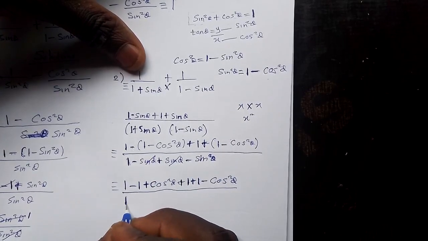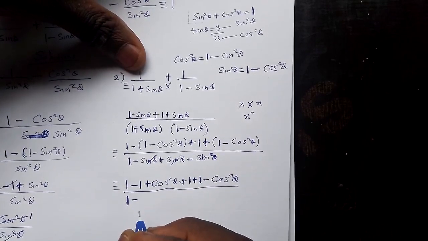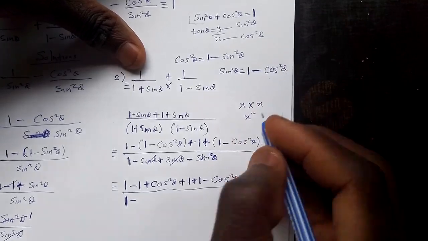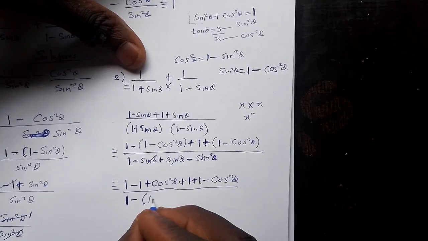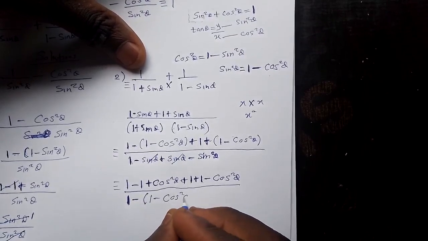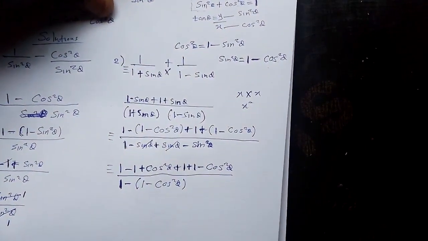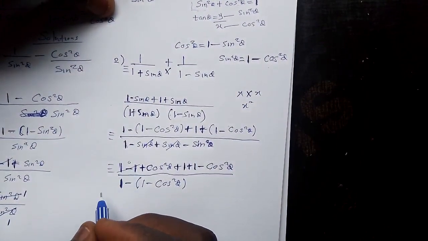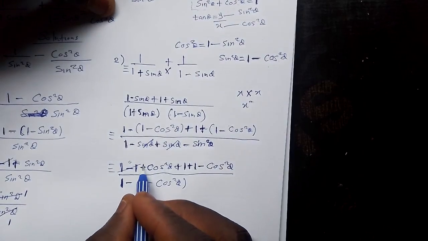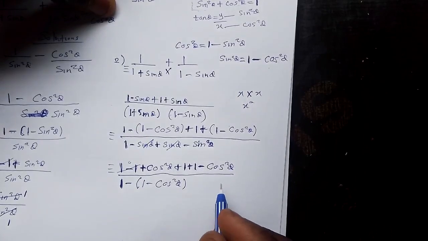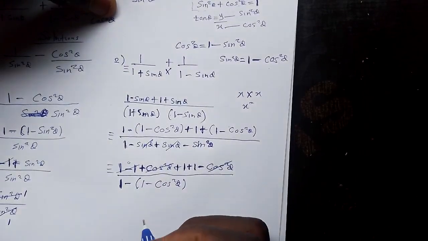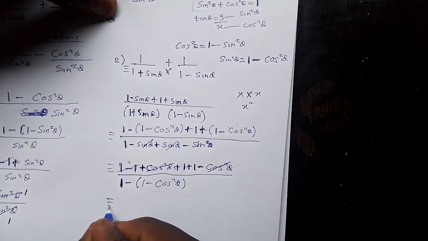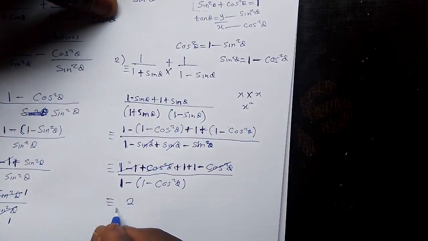So I'm going to say 1 minus, then sine 2 theta here is 1 minus cos 2 theta. So I'm going to say open bracket 1 minus cos 2 theta. Then from there, 1 minus 1, here I'm going to get 0. Even this one here is positive and this one is negative, so even these are going to cancel each other. Now this one, 1 plus 1, I'm going to get 2. So I'm going to write 2 over.